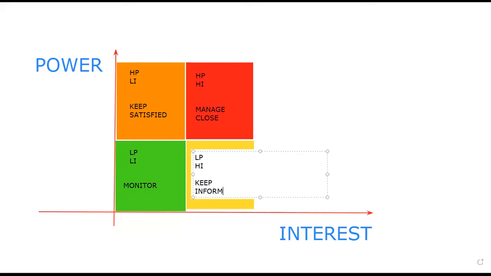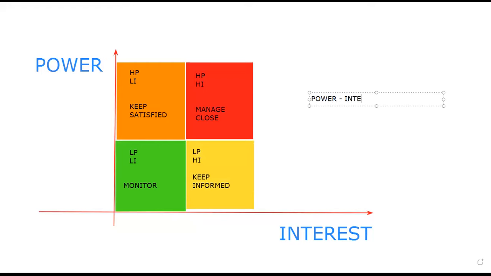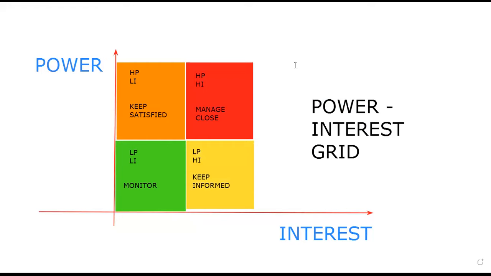These are the people who show up to the meeting before you. They want every report of the project. Even though they have a low level of power, they're very interested in the project. And we call this a power interest grid.